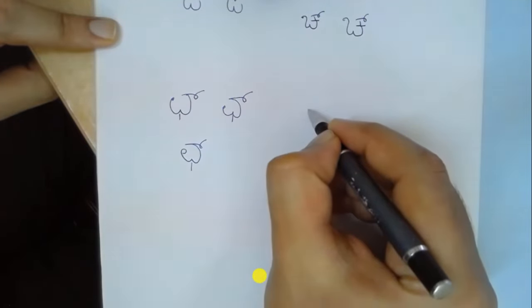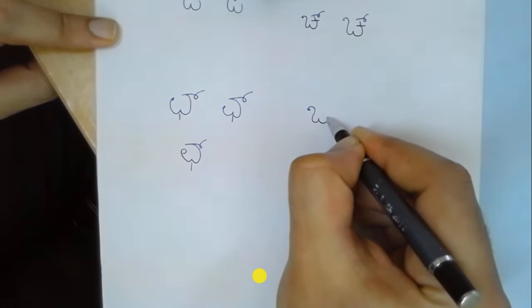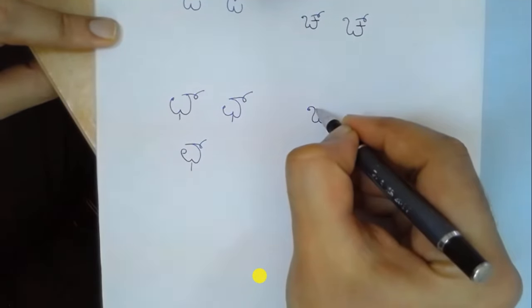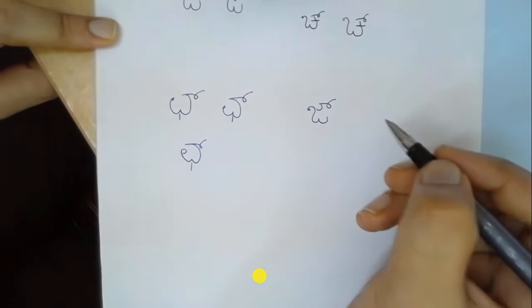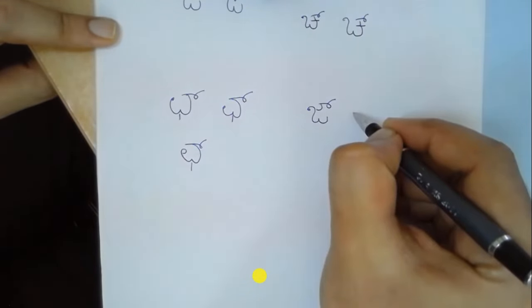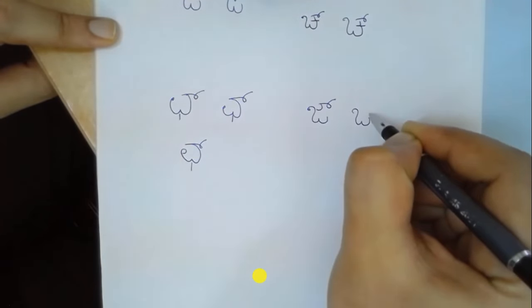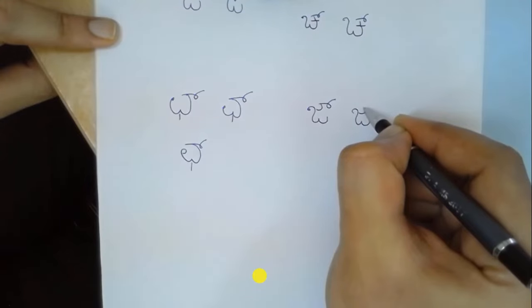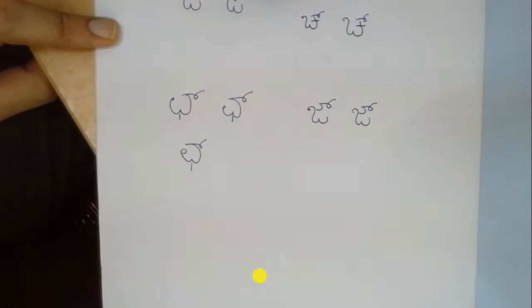And now this is how we write the consonant. Okay, j. Once again, j. So that is how we write the root consonant.